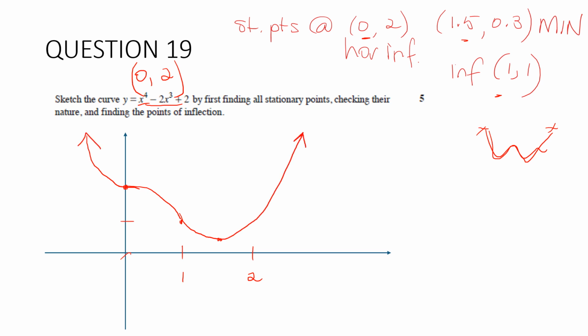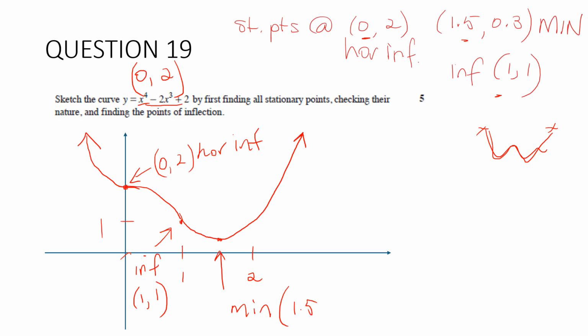And we just need to label a few things. So here we have got a horizontal inflection at (0, 2). We have an inflection here at (1, 1), and here we have a minimum at (1.5, 0.3). And this is x and this is y.